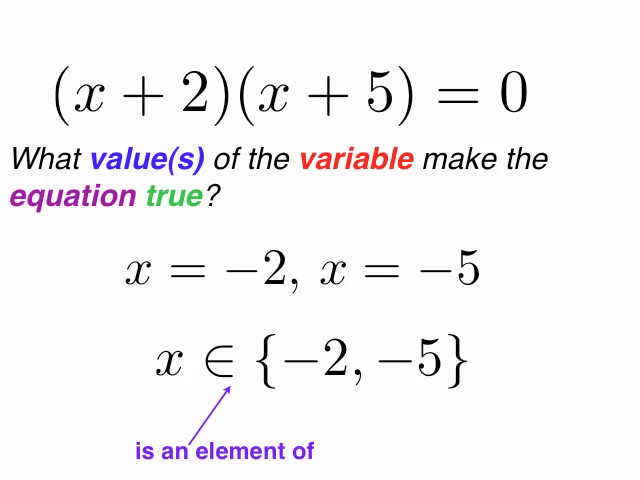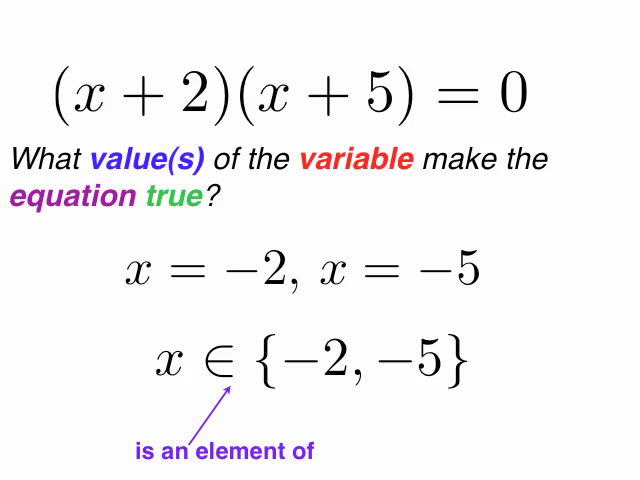So here's another equation. This time it's a quadratic equation. (x + 2)(x + 5) = 0. This is expressed as the product of two binomials. And again, we ask the question, what values of the variable make the equation true?